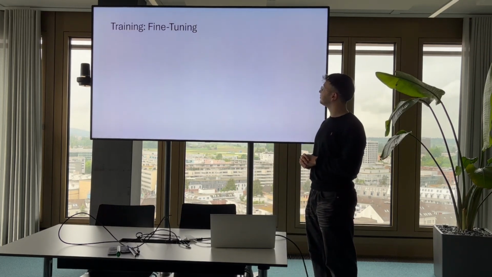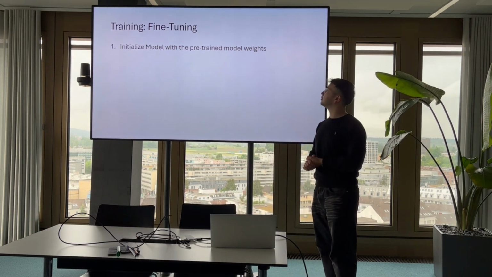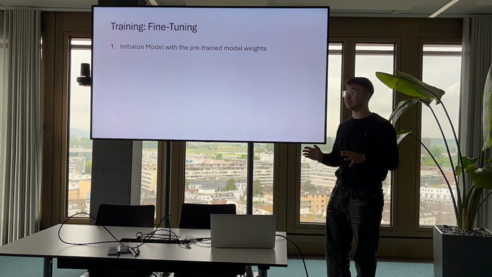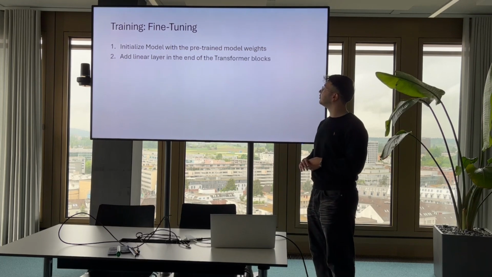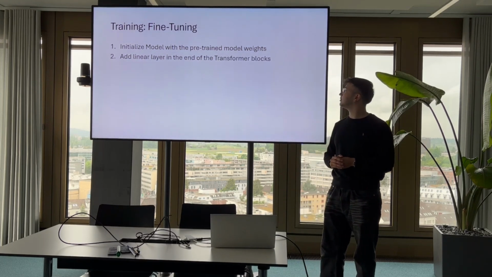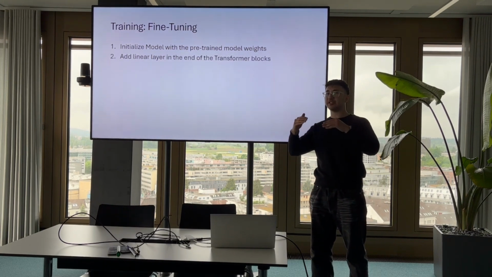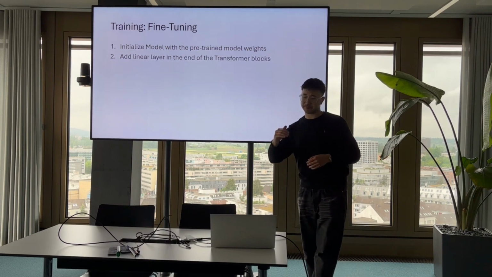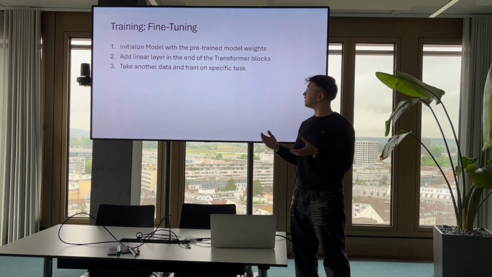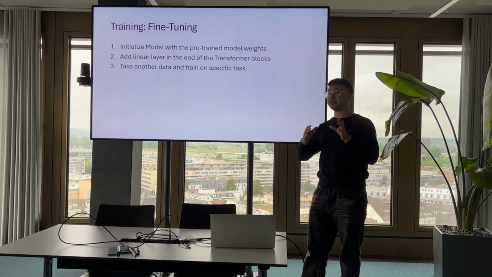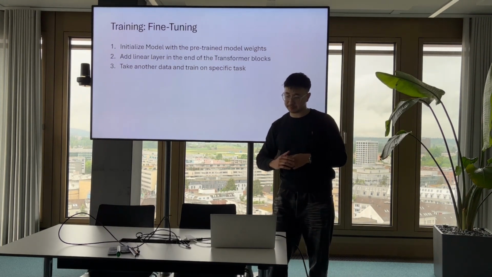Let's go to the fine-tuning. As already mentioned, you initialize the model with the pre-trained model weights. This is already done, and you fine-tune it for a specific task. How do you fine-tune this? You add a linear layer at the end of the transformer blocks, and you train it again end to end. And you can really take any other kind of data, which is a sequence-to-sequence model architecture, and you can train this on a specific task.